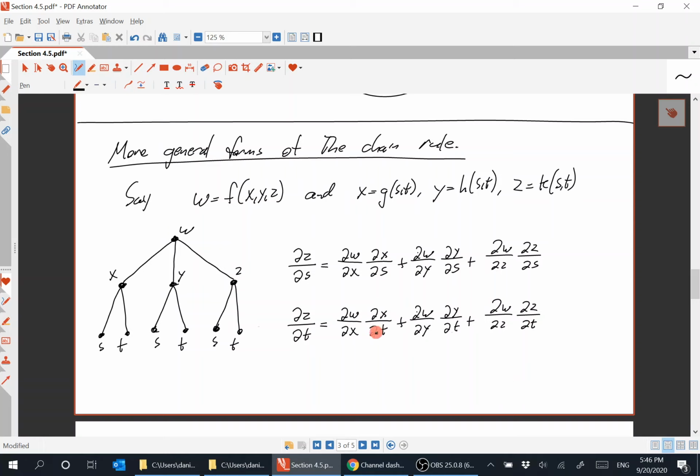So the only difference between these two expressions is that this has got s, s, s, s, and that has t, t, t, t. And you just get that expression by going down the tree from top variable to bottom variable in all the different ways: wxs, wys, wzs. All right?